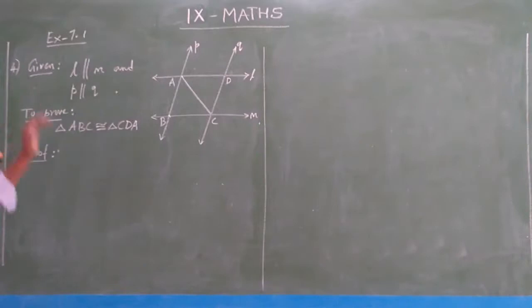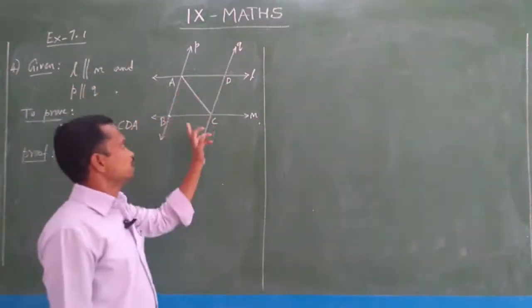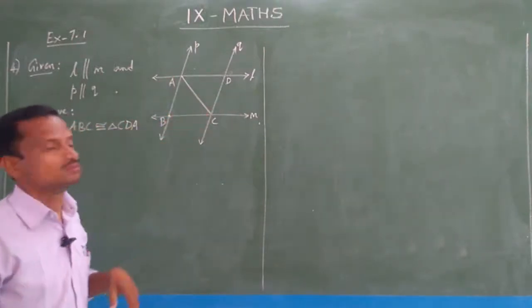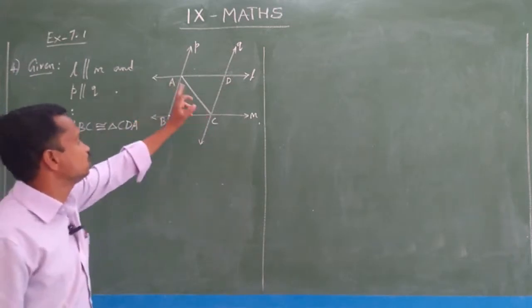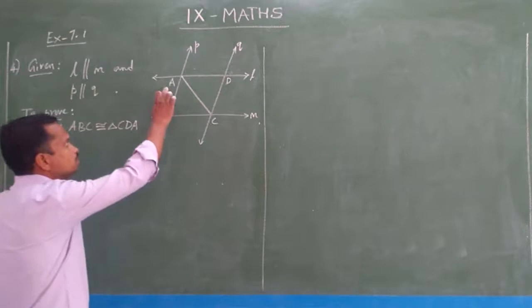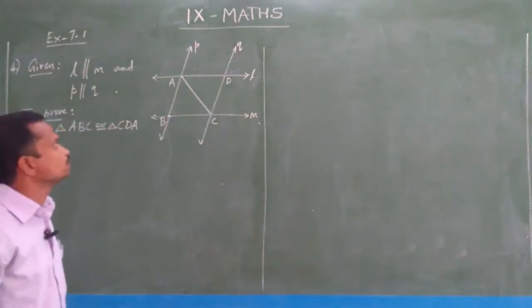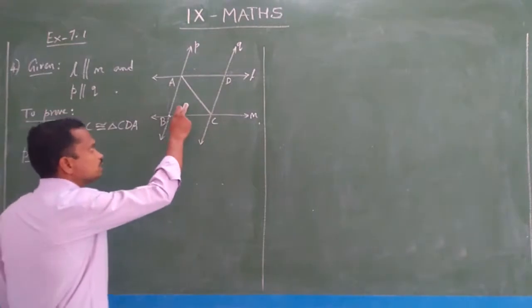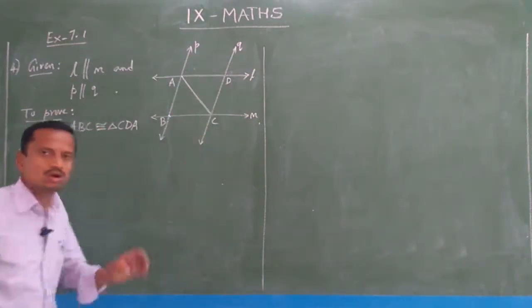So now coming to question number 4. It is given that line L is parallel to line M and line P is parallel to line Q. You can see here, A and C are joined, and A, B, C, D are named as the intersecting points of the parallel lines. And to prove is triangle ABC is congruent to triangle CDA. You look here, ABC is this triangle and CDA is this triangle. We have to prove these two triangles are congruent.